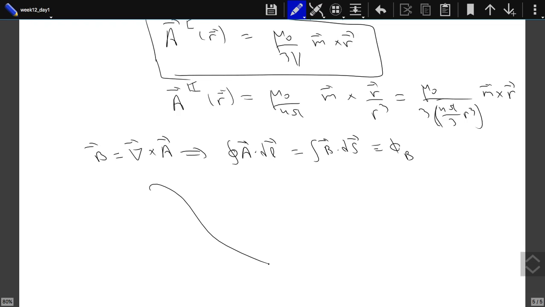Now, you see, if you have any boundary, and you take this loop around it, the integral of A dot dl, when you take the limit as d goes to 0, just becomes A outside minus A inside, dotted with the dl vector.